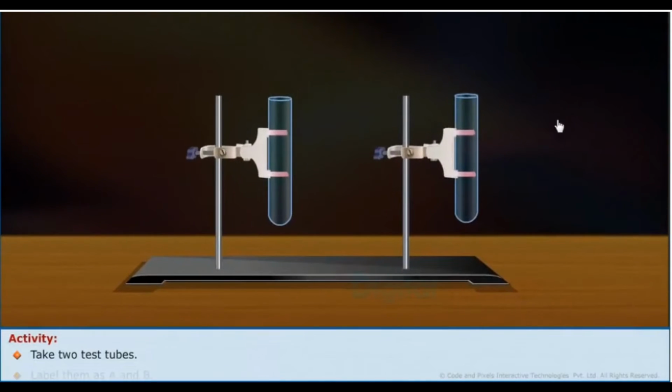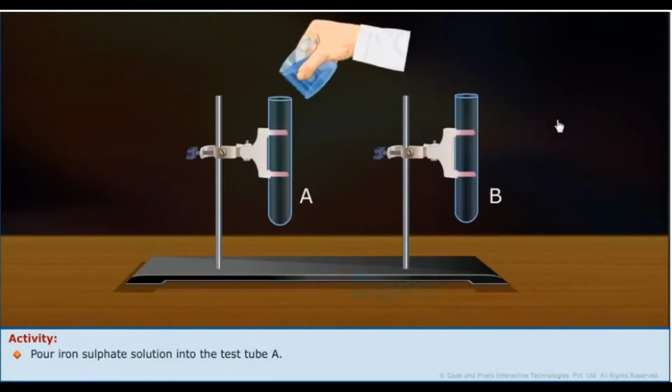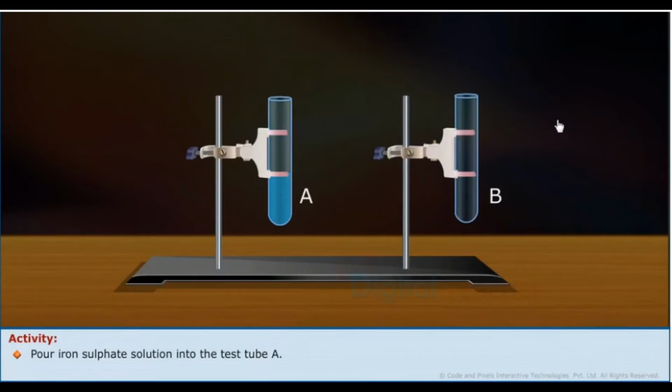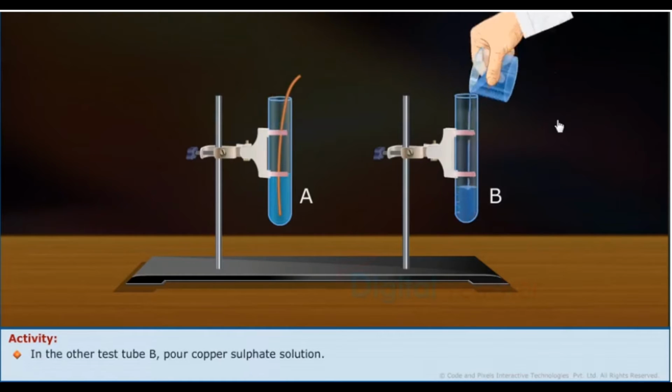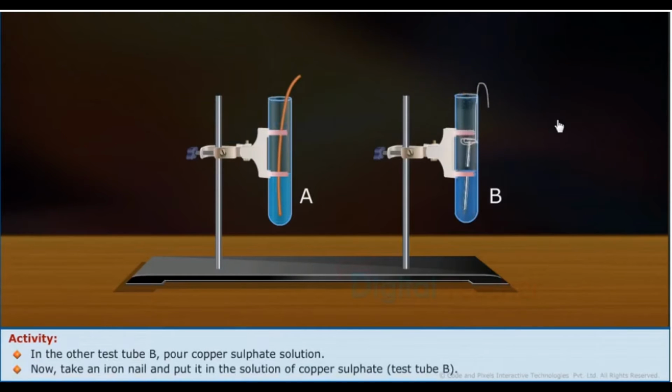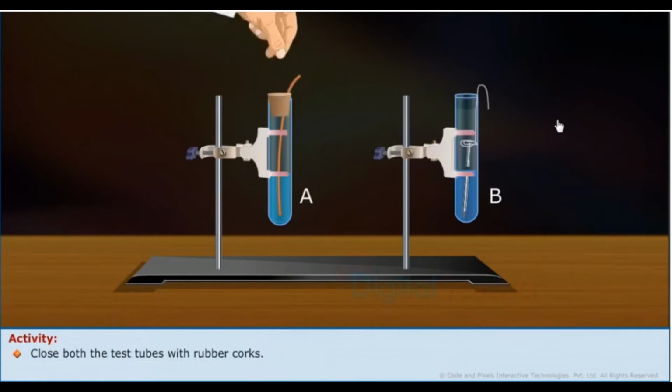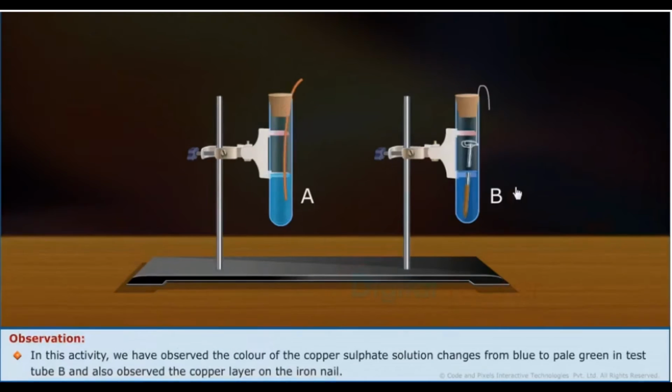Take 2 test tubes. Label them as A and B. Pour iron sulfate solution into the test tube A. Take a copper wire and put it in the solution of iron sulfate in test tube A. In the other test tube B, pour copper sulfate solution. Now, take an iron nail and put it in the solution of copper sulfate in test tube B. Close both the test tubes with rubber corks. Observe the changes after some time.